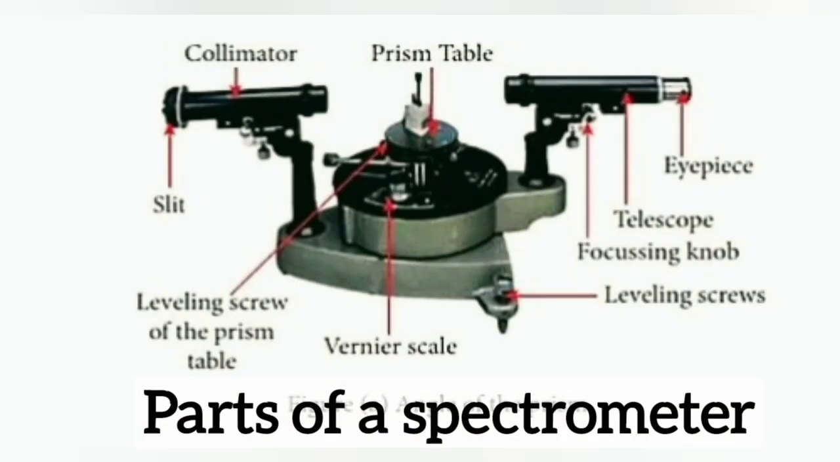Let's discuss the parts of a spectrometer. So you have the slit on the collimator, which is the source of the light, and it will also be acting as the object that the telescope will be observing. So this slit's width can be adjusted using a screw that's given on the side. The slit is present at the end of the collimator.